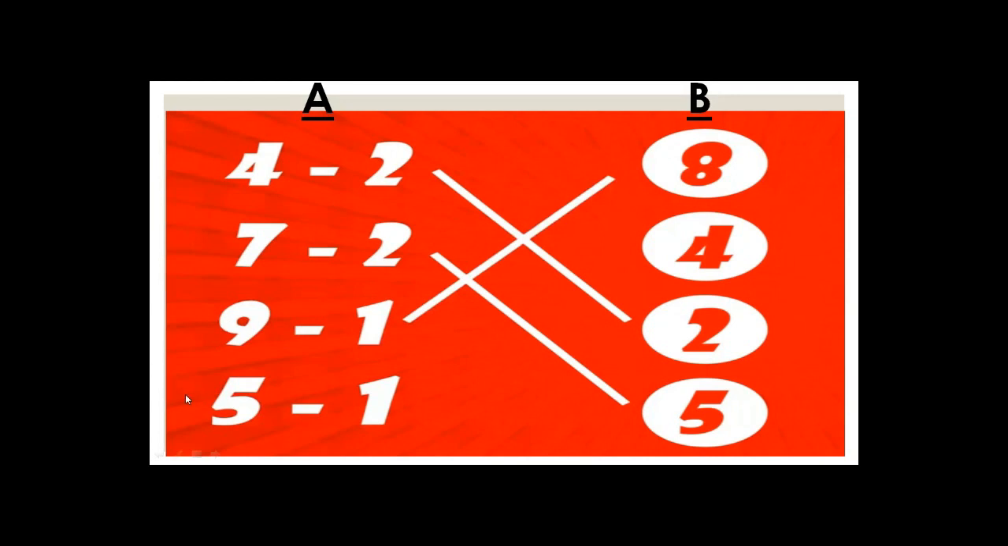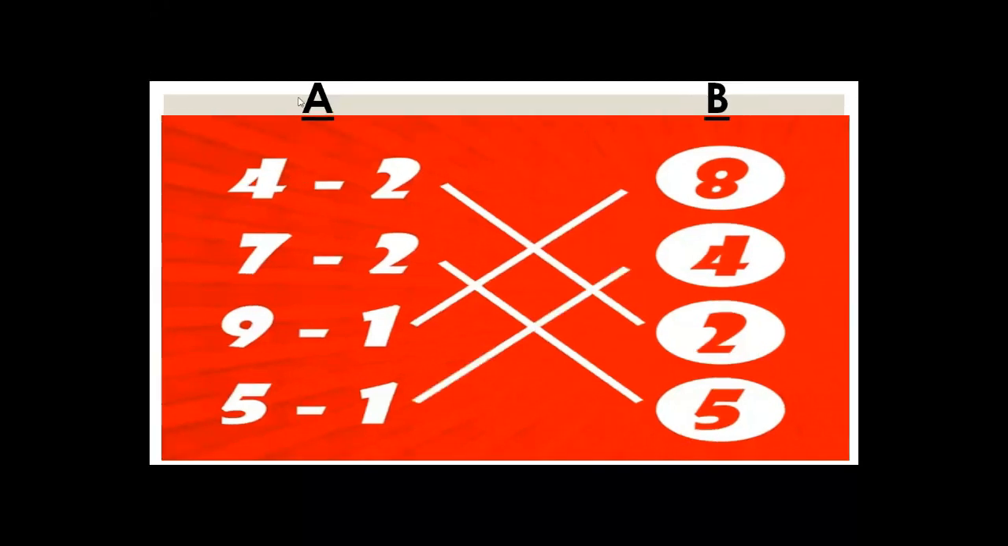Okay, the next one is 5 minus 1. When we subtract 1 from 5, we get the answer 4. So this is the correct answer. 4 minus 2, we get the answer 2. 7 minus 2, we get the answer 5. 9 minus 1, we get the answer 8. 5 minus 1, we get the answer 4.